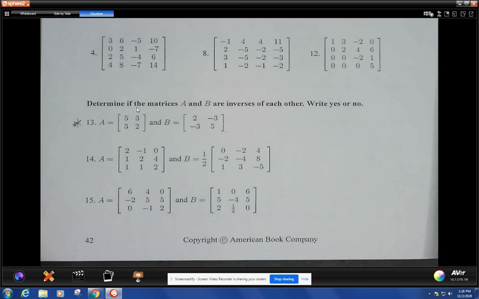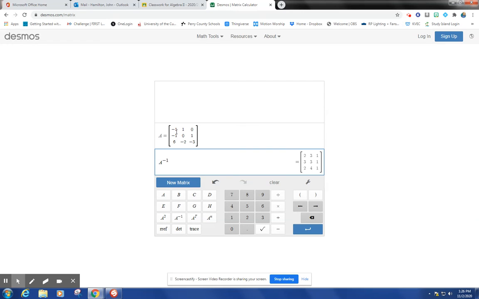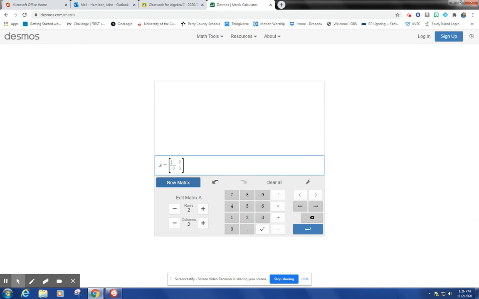So all I'm really focused on right now is this first matrix right here, matrix A, and I'm going to put that in my matrix calculator. If you've already got some stuff in your matrix calculator, you can just hit clear and then clear all, and it will clear everything out for you. So we're going to start with a new matrix again. That was a 2 by 2, so we're going to leave that just the way it is. I'm going to put in my first row, which was 5, 3. My second row was 3, 2, and I'm going to store that in my calculator.